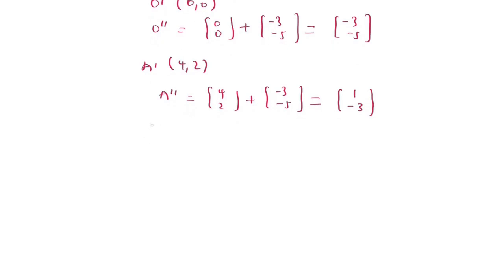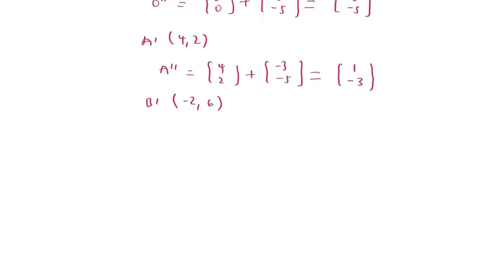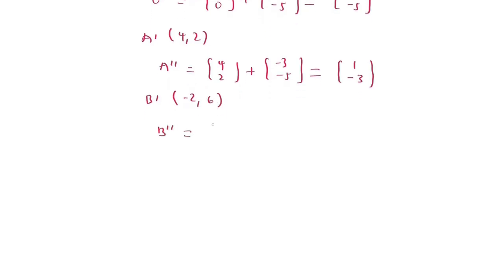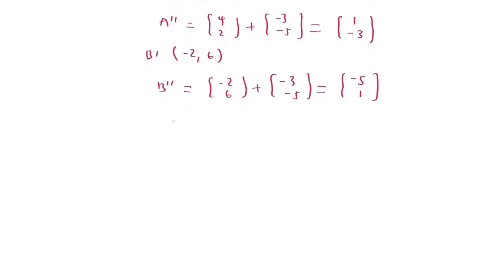And our last point is point B image with -2, 6. Then B image equals matrix -2, 6 plus matrix -3, -5, which after solving the values we are having matrix -5, 1. Therefore, our final vertices are -3, -5, 1, -3, and -5, 1.